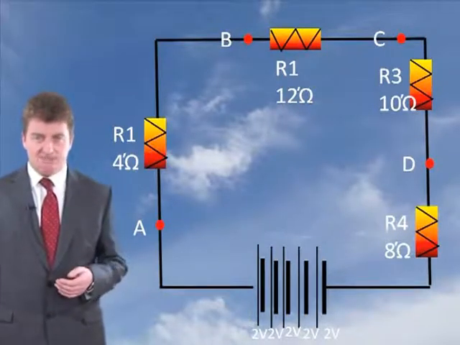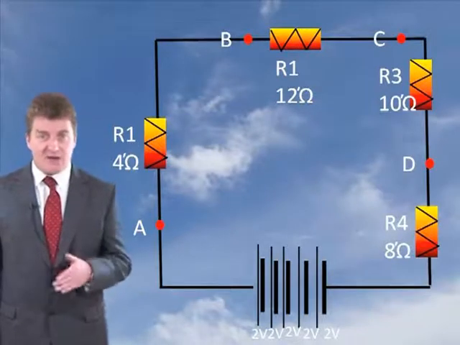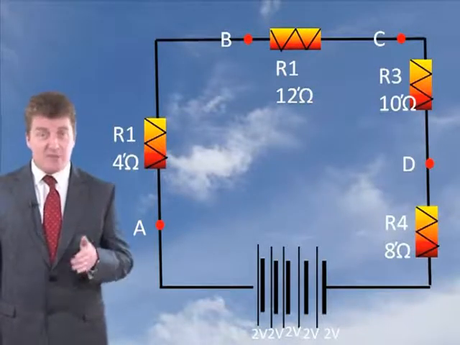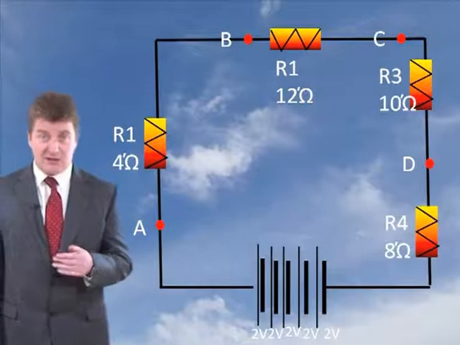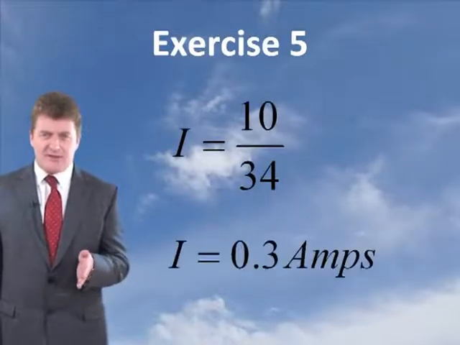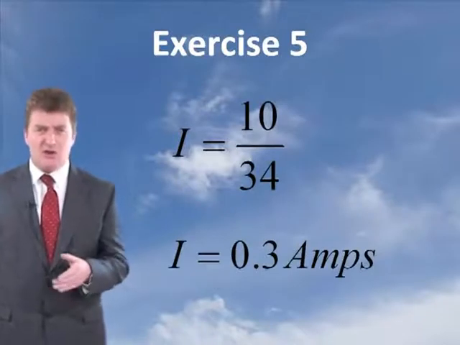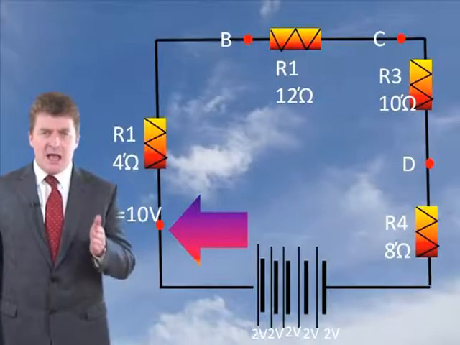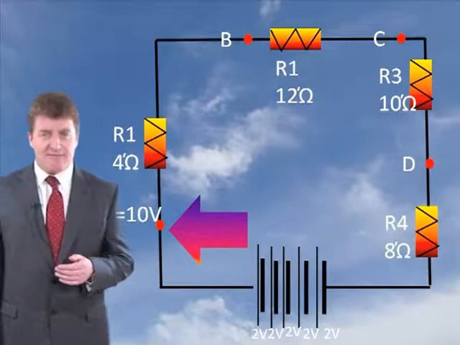So that's the voltage. Now, the resistors are in series, and obviously you just add them together. 4 plus 12 plus 10 plus 8 is 34 ohms. So now we know I equals 10 divided by 34, which gives us 0.3 amps. So we know the current flowing. Now we need to determine the voltage at various points.